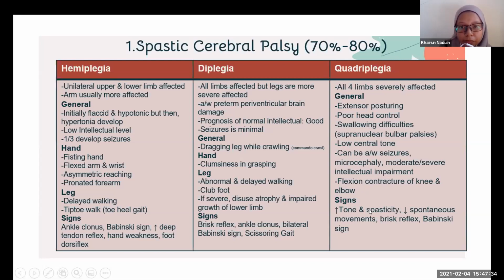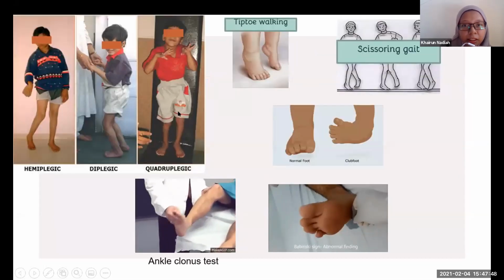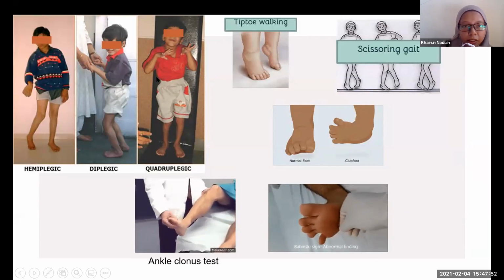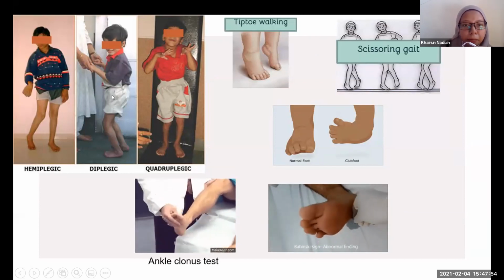For the signs, it is like before: increase in tone and spasticity, but reduced spontaneous movement, increased wrist reflex, and also the Babinski sign. So this is the figure of the quadriplegic child and also the diplegic child.